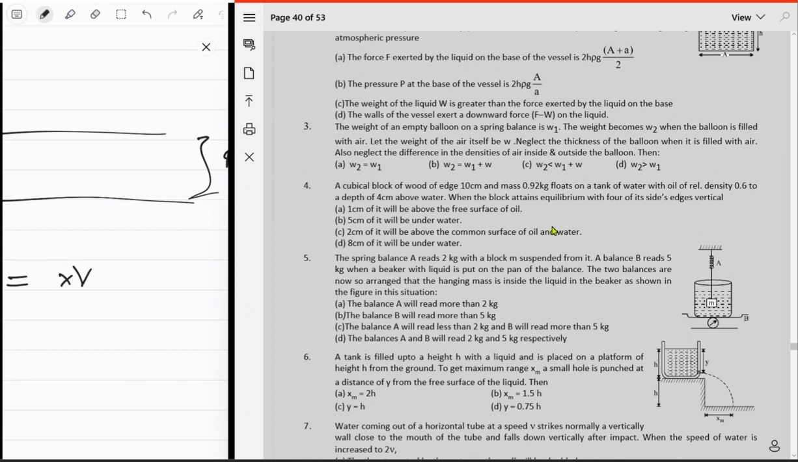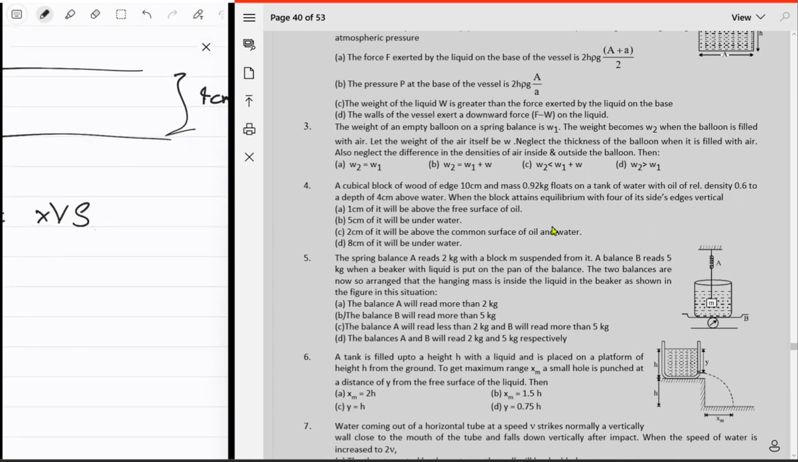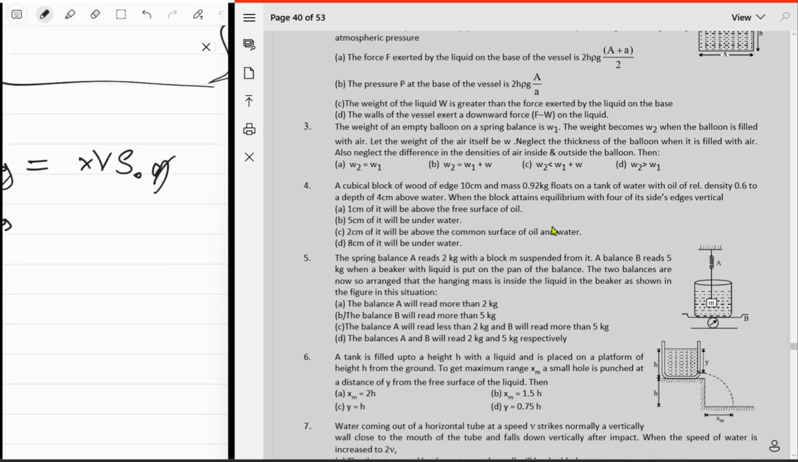Suppose it just floats on the oil, right? Then that times the density of the oil. Let's see if that happens, if x is actually less than 1. Okay, so the mass is 0.92, right? And this should be times g, but that cancels anyway.